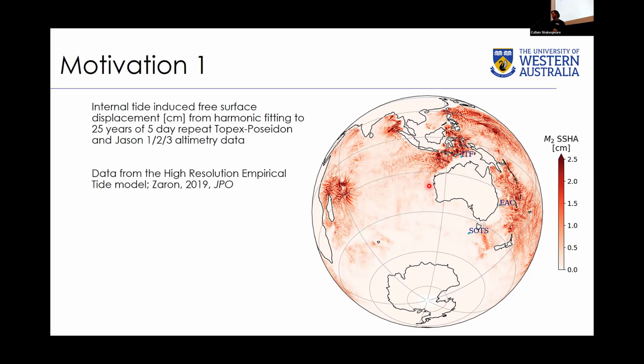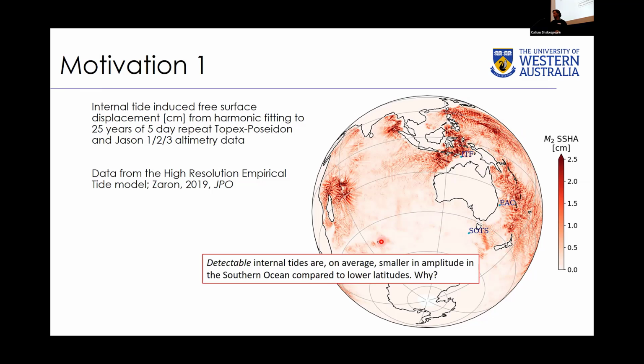So I do a lot of work in the northern Australian region. South China Sea is another hotspot, Coral Sea, etc. But then when you go to the Southern Ocean in these products, there's basically not a lot going on. So I want to try and answer why, in this talk, this steric height perturbation is smaller in the Southern Ocean.